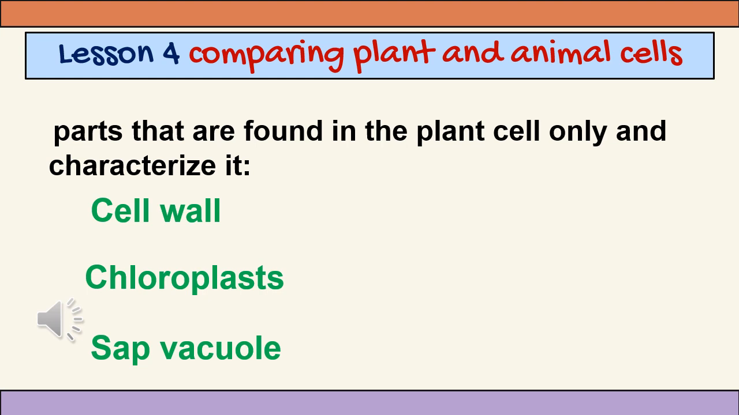Now we are going to talk about the plant cell. Do you think that the plant cell has special parts in its body? Yes, the plant cells have special parts like the cell wall, chloroplast, and sap vacuole.